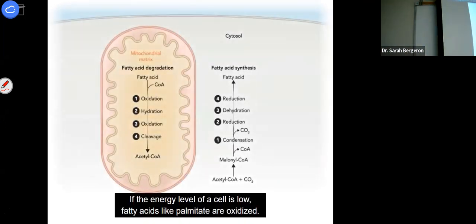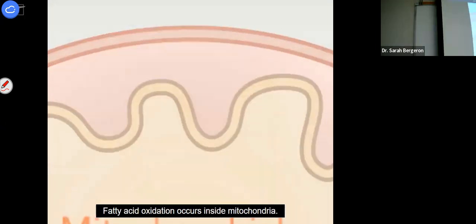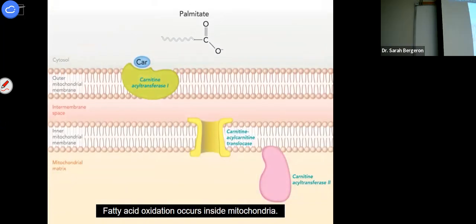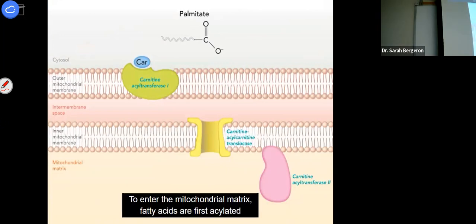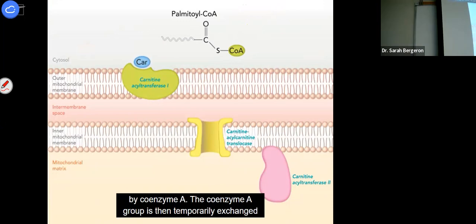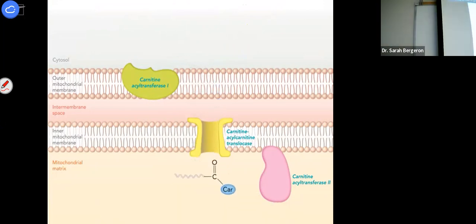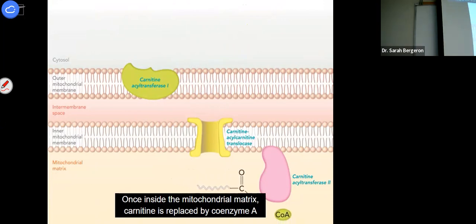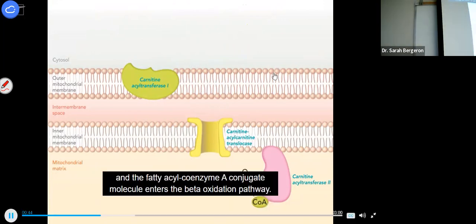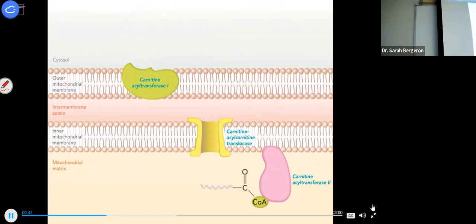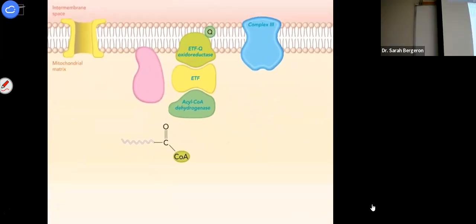If the energy level of a cell is low, fatty acids like palmitate are oxidized to yield a substantial amount of energy. Fatty acid oxidation occurs inside mitochondria. To enter the mitochondrial matrix, fatty acids are first acylated by coenzyme A. The coenzyme A group is then temporarily exchanged with a molecular tag, carnitine, that marks the fatty acid for transport across the mitochondrial double membrane. Once inside the mitochondrial matrix, carnitine is replaced by coenzyme A, and the fatty acyl coenzyme A conjugate molecule enters the beta oxidation pathway. The beta oxidation pathway has 4 steps.